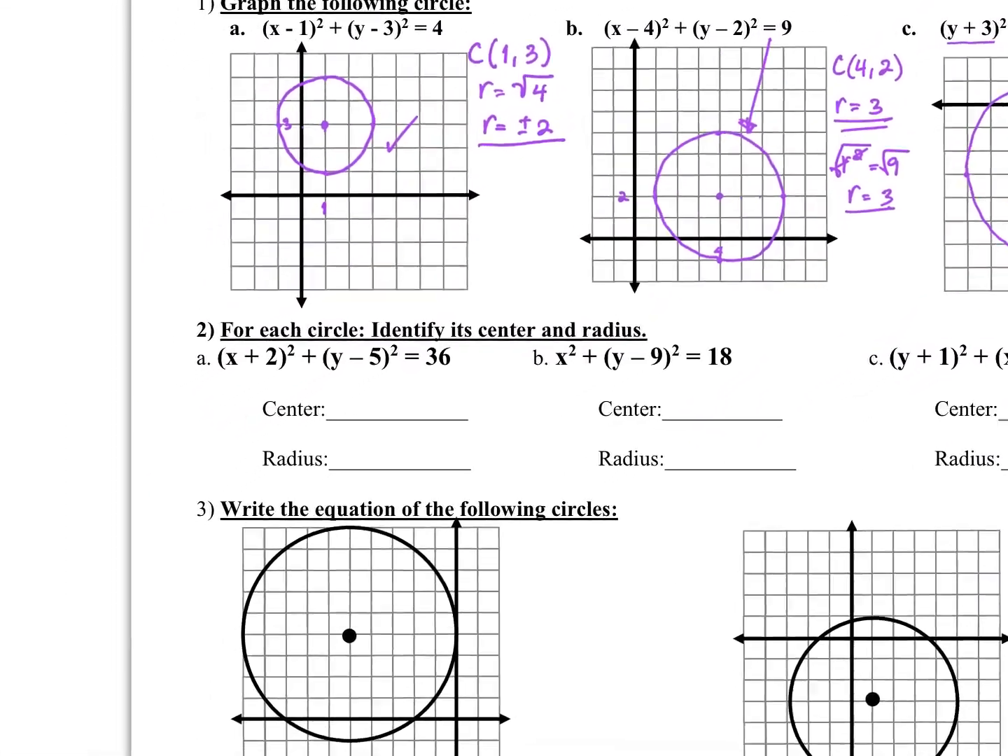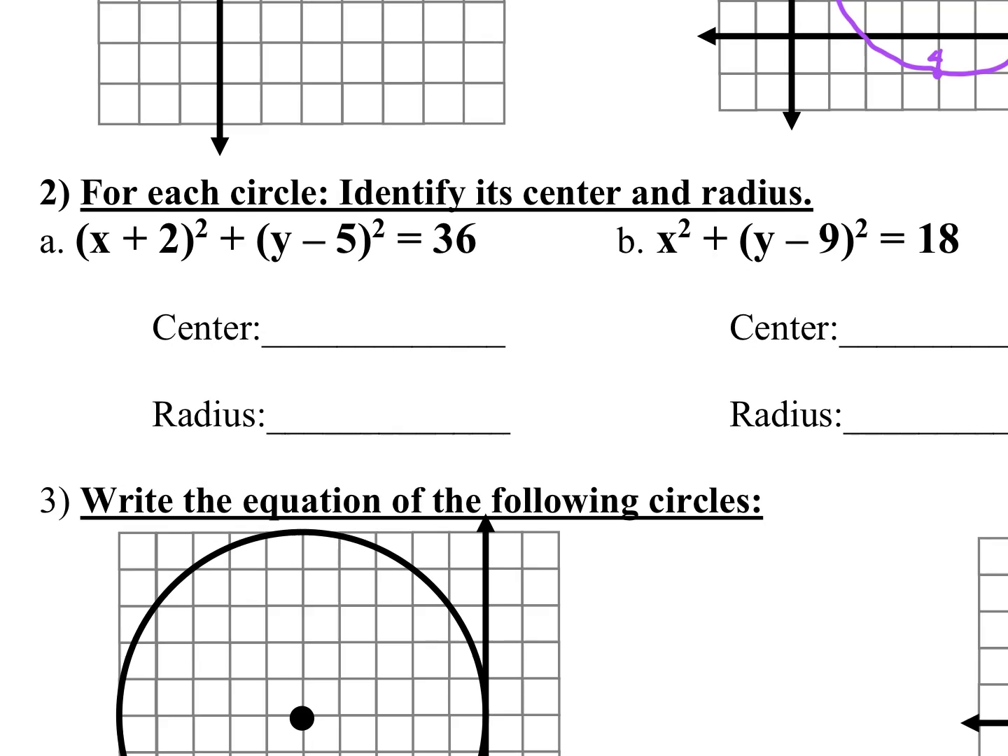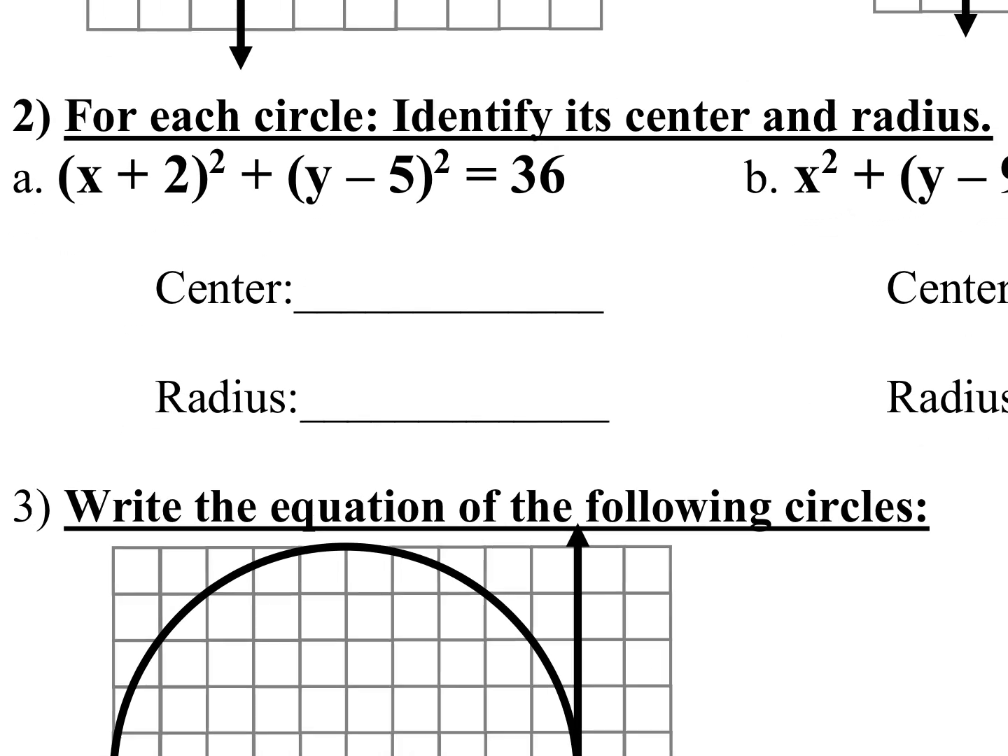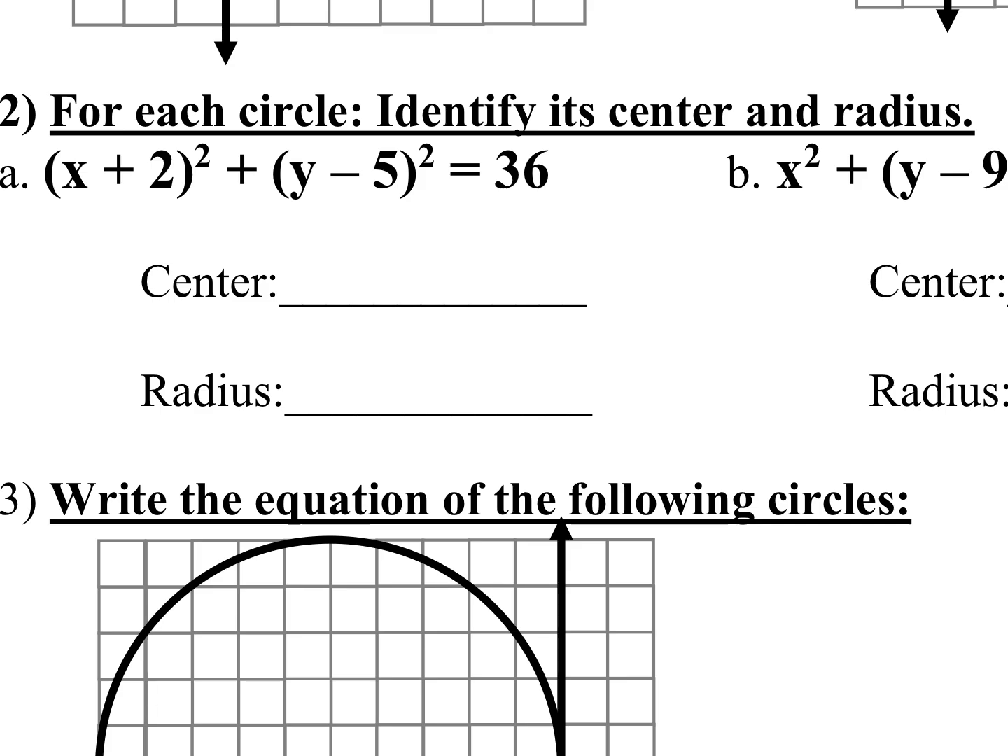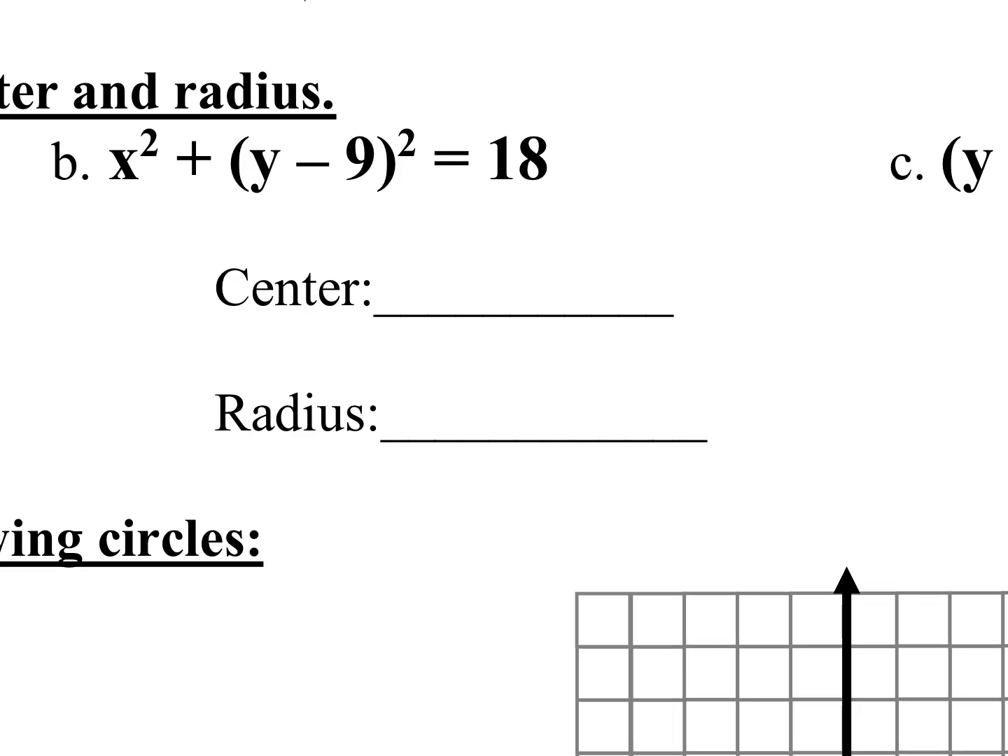Okay, this time in the second part, for each circle, identify its center and radius. Okay, this is very nice and it's quite easy also. So the center is going to be, remember this is our h and this is our k, and that's going to be our r squared. What we needed is to find the r. So the center is going to be negative 2 and 5, and the radius is going to be 6. The square root of 36 is 6. Next, here, if you can see that there's only x squared in there, it means that's going to be 0.